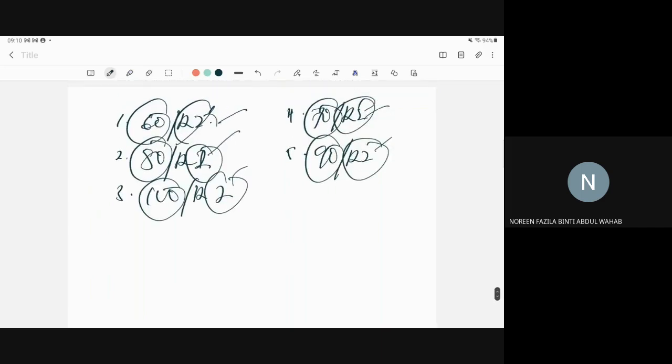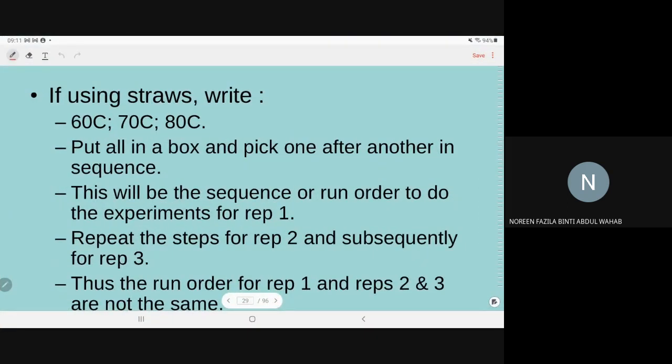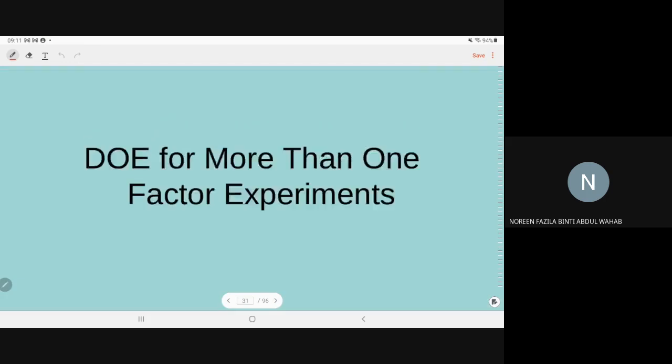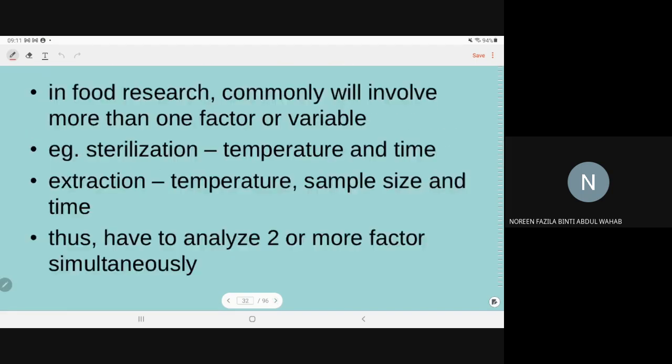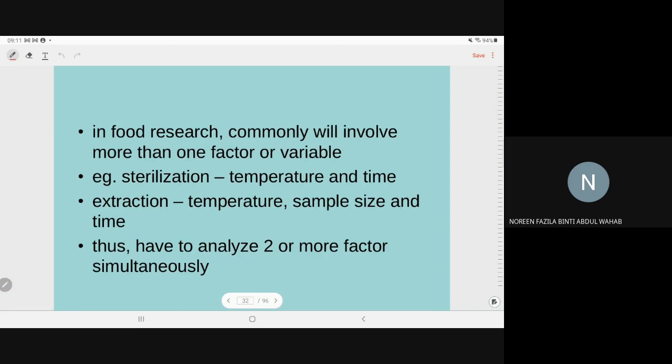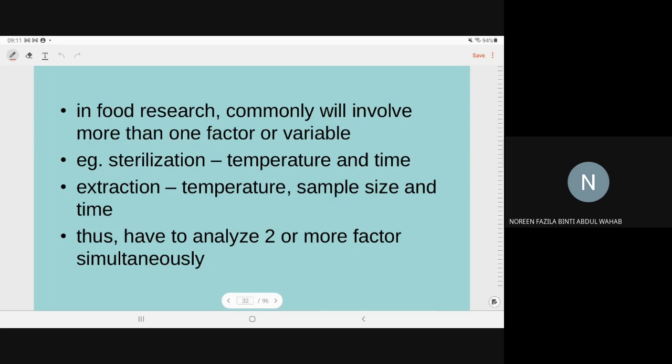So for today, we will proceed with more than one factor experiment, DOE for more than one factor experiment. Usually, especially at the postgraduate level, rarely will you be using only one factor in your experiments. Usually it will be two or more factors simultaneously. For example, for heat processing, for sterilization, there will be temperature and also time. So we want to look at the interaction between the two factors. In real life, rarely is there only one factor affecting a certain outcome. Usually there will be two or more because real life is multifactorial.